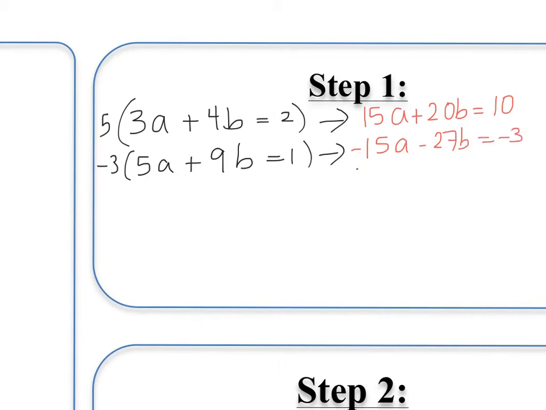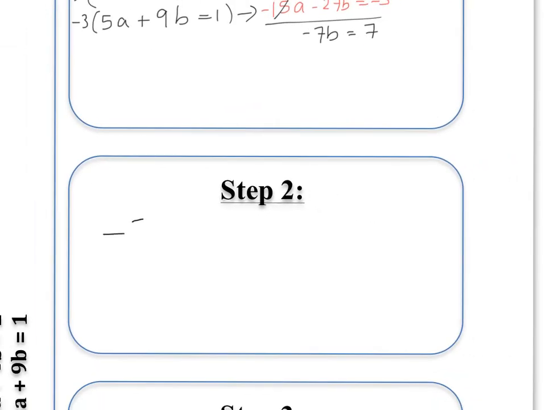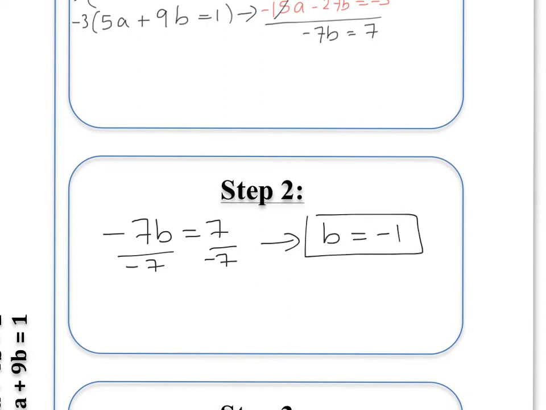Now if I add these two equations, 15a and negative 15a will cancel out. 20b minus 27b will be negative 7b, and 10 plus negative 3, that's going to be a 7. So as you can see, I eliminated the a. I end up with a simple equation with one variable that I can solve. So let's copy this into step 2. And let's solve for b by dividing both sides by negative 7. So b in this case is equal to negative 1. I just solved for one of the variables.